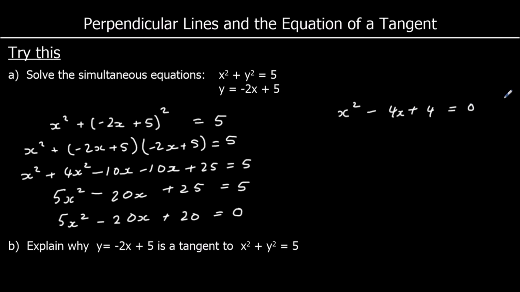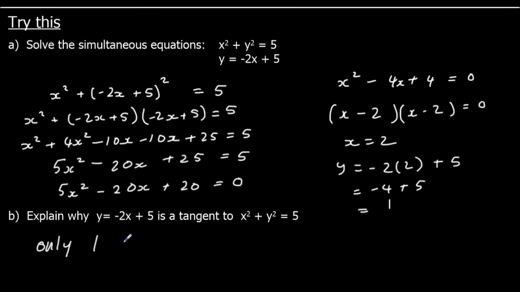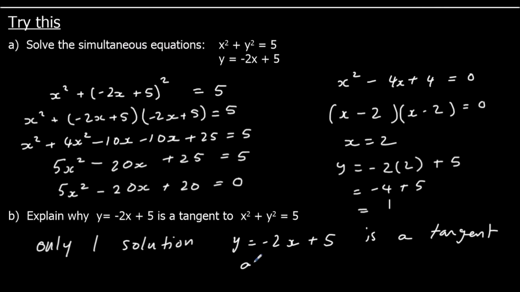So now we're going to solve it by factorizing. What multiplies to make positive 4 and adds to a negative 4? Negative 2 and negative 2. So x is 2. And y is negative 2 times 2 plus 5. So negative 4 plus 5. So 1. So again, there's only one solution. So y equals negative 2x plus 5 is a tangent at the point 2, 1.